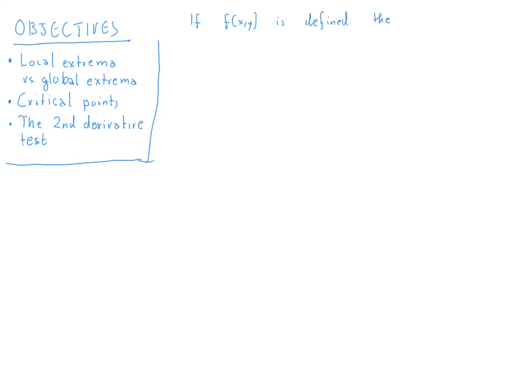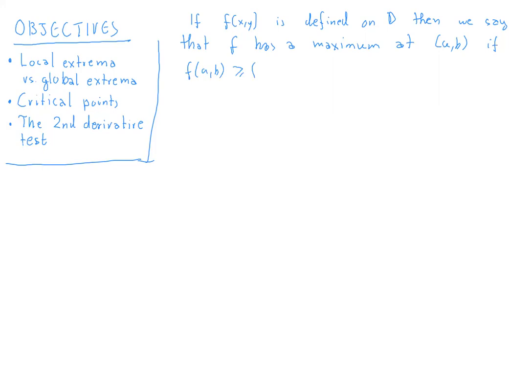then we say that f has a maximum at AB if the output at AB is greater than or equal to any other output in D.